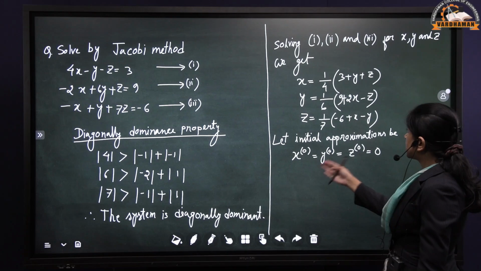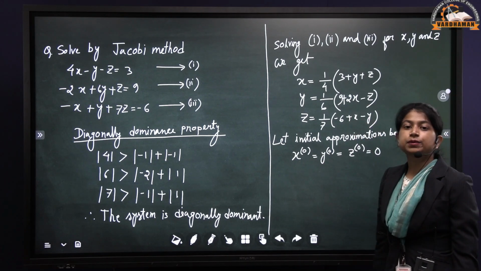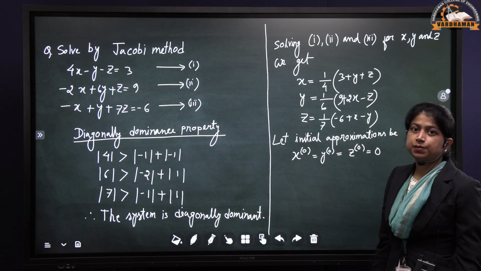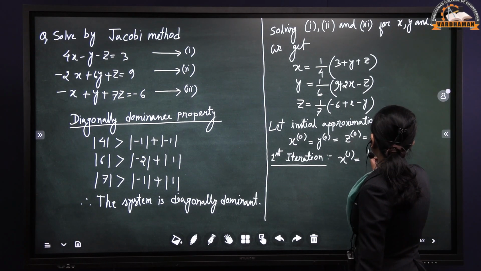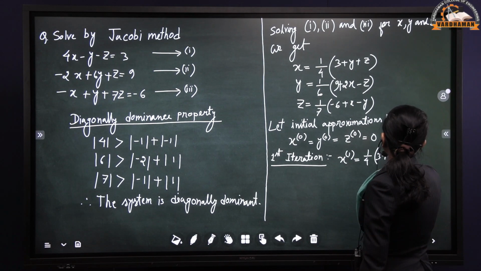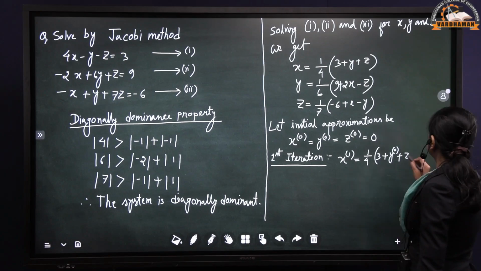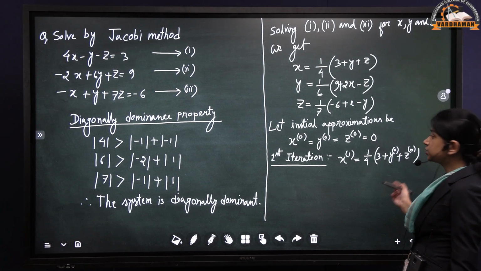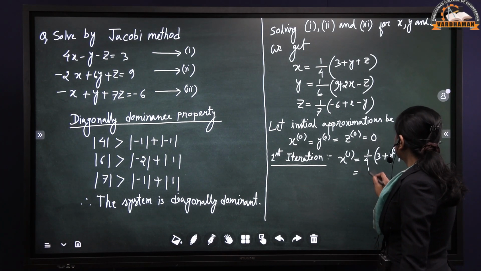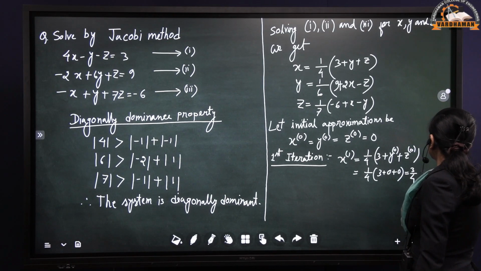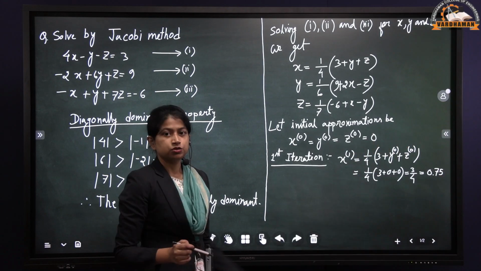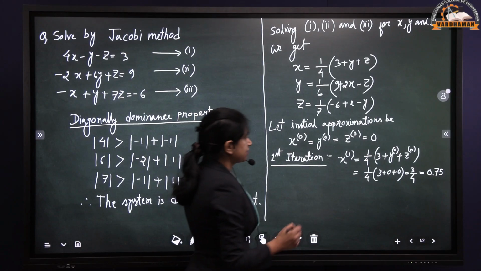Now we will put these values in this equation and we will get the first approximate values. First iteration, x1 is given by 1 by 4 times (3 plus y naught plus z naught). As y naught and z naught are 0, we get 1 by 4 times (3 plus 0), which is 3 by 4, that is 0.75. So x1 we are getting 0.75.